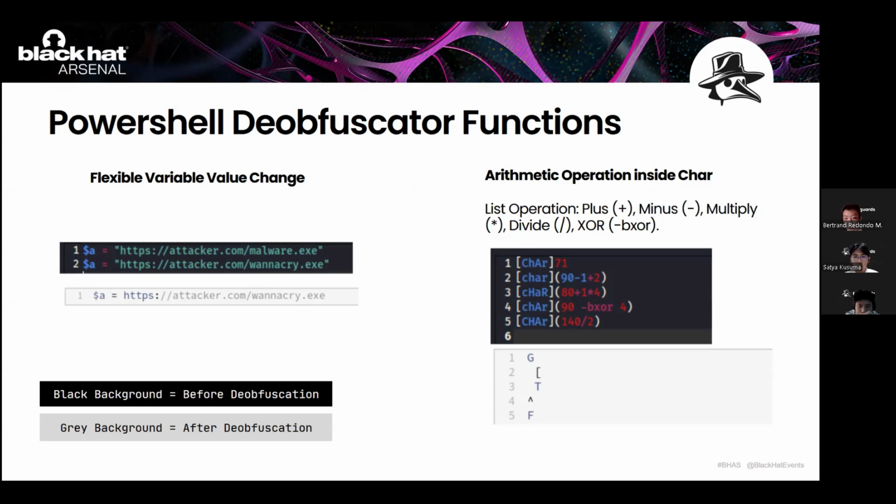The next one is processing arithmetic operations inside char, where there are 5 operations that can be processed by the application. The first one is plus, the second one is minus, the third one is multiply, the fourth one is divide, and the fifth is the sort operation. In the example in the picture below, with the black background, there are 5 lines of code. The first line is without any arithmetic operation, only the integer value itself. The second until the fifth line contain all the 5 operations that I have stated before. The arithmetic itself is done inside the brackets.